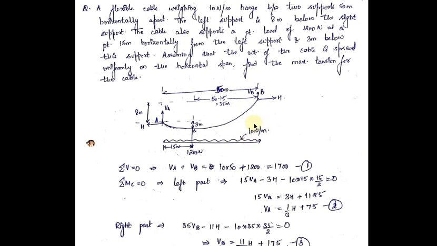One is your 1200 newtons and the other is your weight, which is a UDL. So we will have to convert this UDL into a point load. So 10 into the length of the cable, the horizontal span of the cable is 50 meters. So 10 into 50 plus 1200, this will be your total vertical load. So we will get the first equation as VA plus VB equal to 1700. So this will be our first equation.